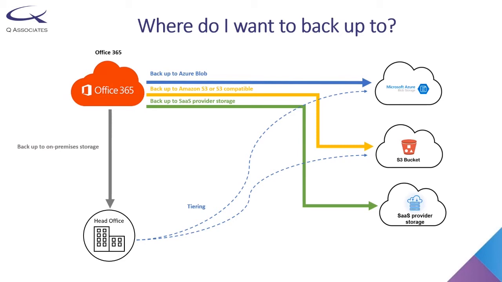You can push the data out to Azure Blob Storage, or we've got Amazon S3 or S3 compatible. So by S3 compatible, what I mean is the likes of Wasabi Storage or NetApp StorageGRID. So something else that's running the S3 protocol. And then we've got backup to SaaS provider storage. So a couple of the vendors we've looked at, they've got their own data centers with their own storage, and you effectively rent that storage from them.